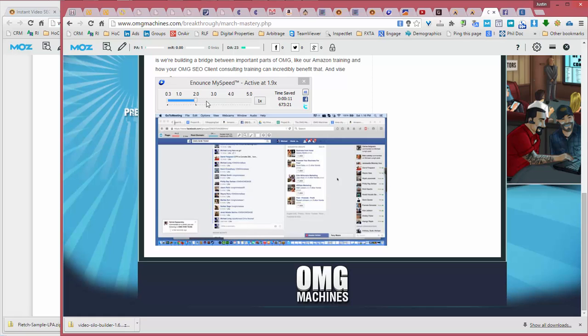I can go about as high as 2.5. Anything above 3 is just ridiculous. The only time you'd use 4 or 5, honestly, it cuts off so many of the words you can't hear it. It's just a fast forward.